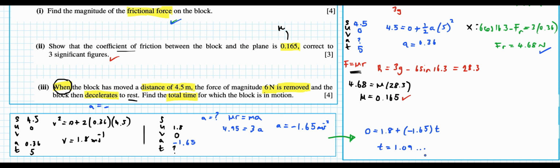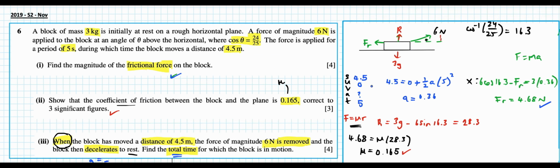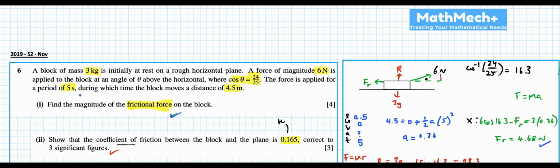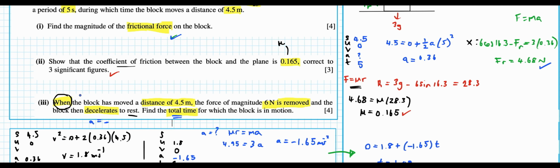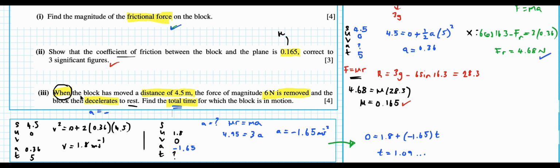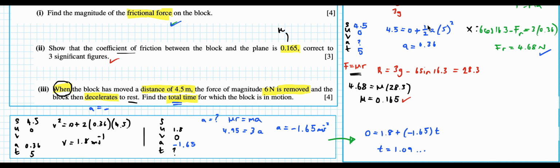And of course, I already stated that we had motion before from the first initial description in the question of 5 seconds. So the force applied for a period of 5 seconds. And so we add them up to find our total time. So the total time is 5 and 1.09, which is 6.09.